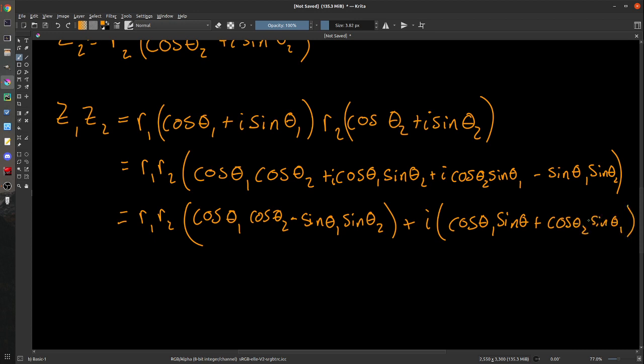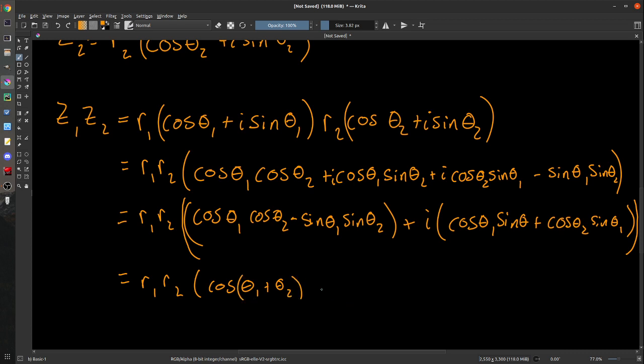This is an old identity from trigonometry, if you might recall it. What is this equal to right here? Cosine theta 1 cosine theta 2 minus sine theta 1 sine theta 2. Well, if you don't recall, this might be a good place to take a moment to go refresh your memory. This is just cosine of theta 1 plus theta 2.